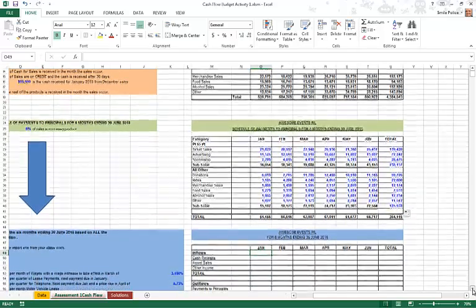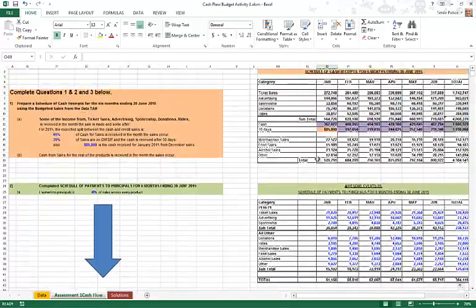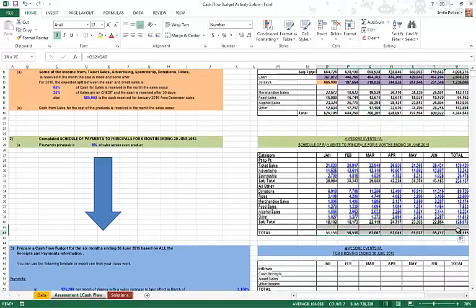Welcome to part 3 of activity 1. So in this part, we've identified what cash sales are coming in. We've identified what cash payments we need to make.